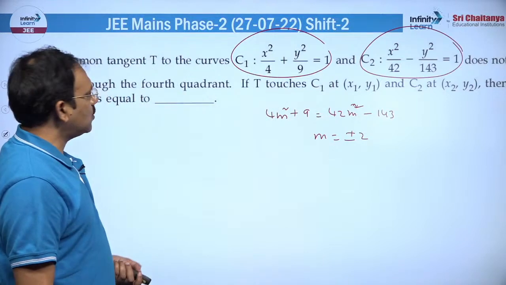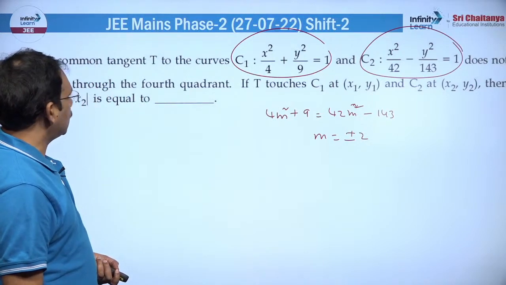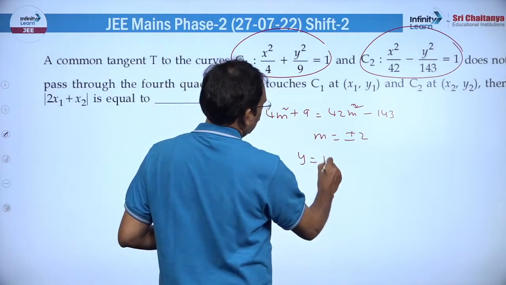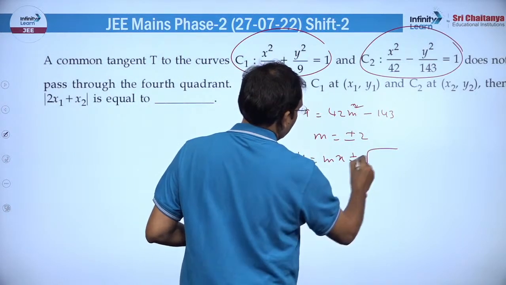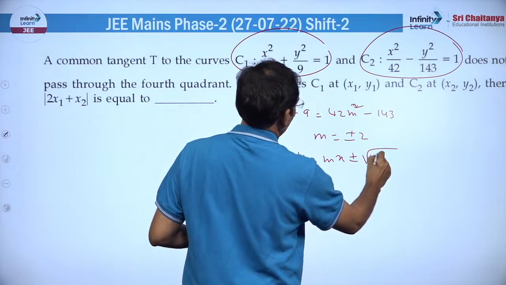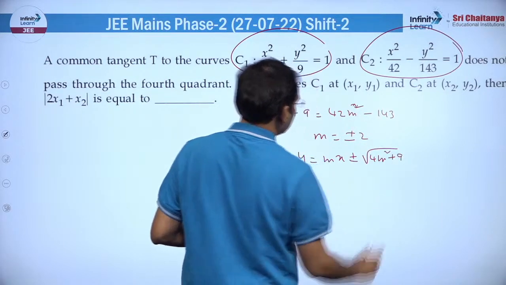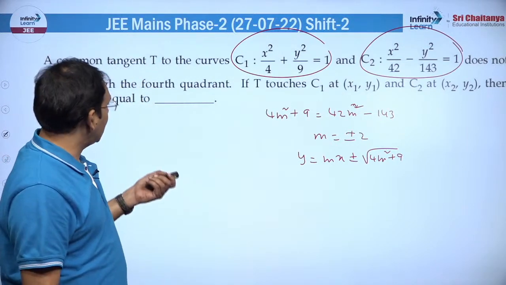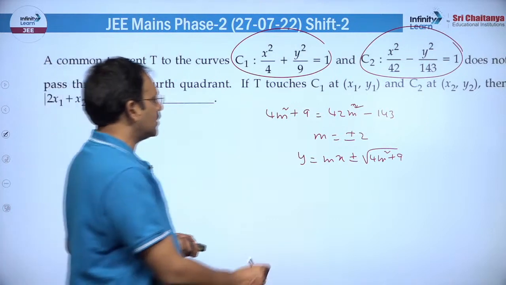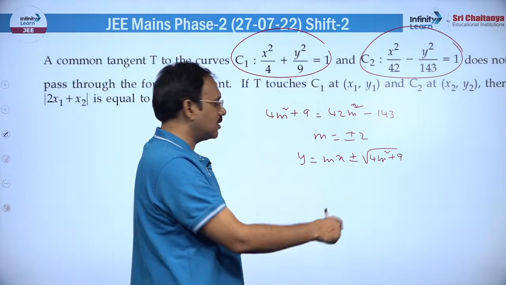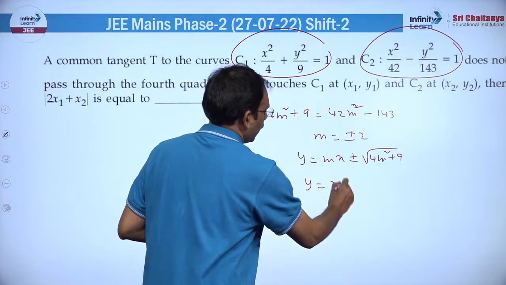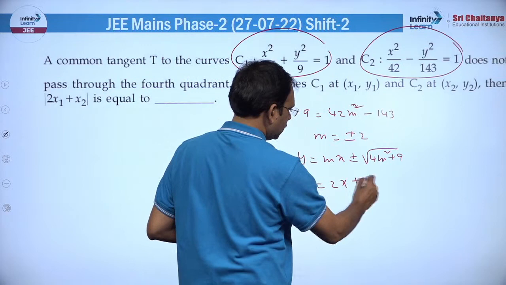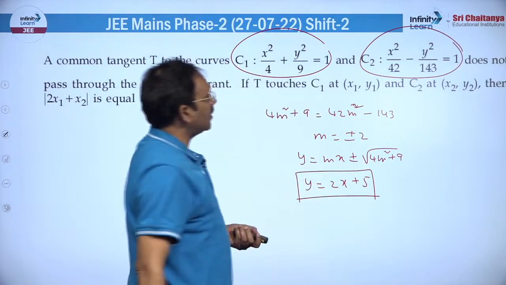So you need to take now, accordingly you try to take y is equal to mx plus or minus root of a square m square, that is 4m square plus 9. You just see for which m value you are going to get the straight line not passing through the fourth quadrant. You can just see m negative, definitely it cuts into the fourth quadrant; m positive you take y is equal to 2x, that too this is going to be plus 5. This is the tangent, my dear friends.